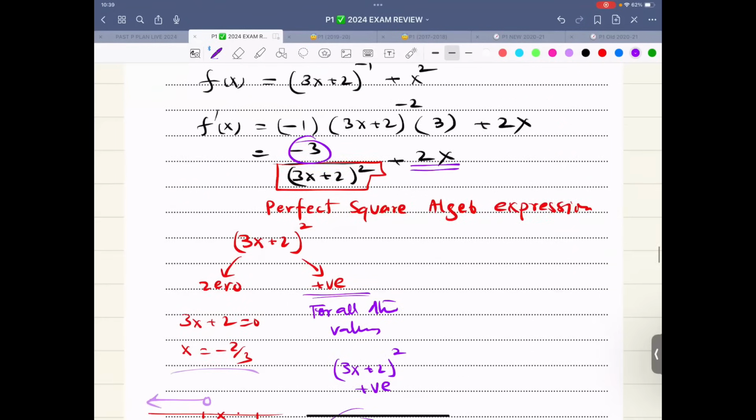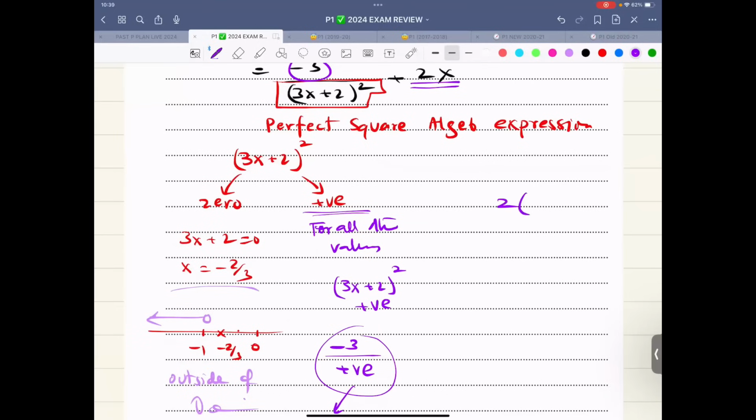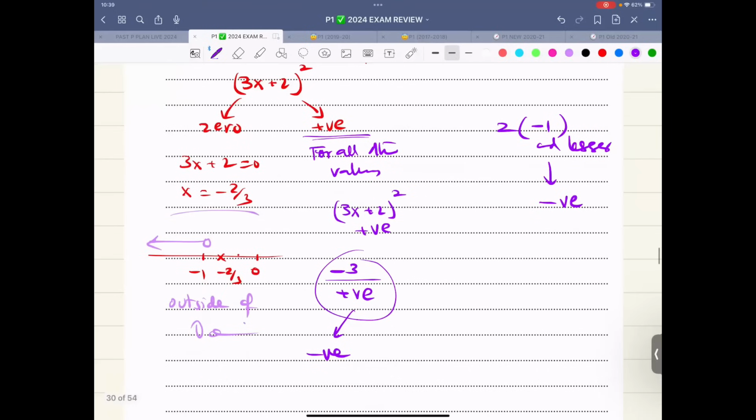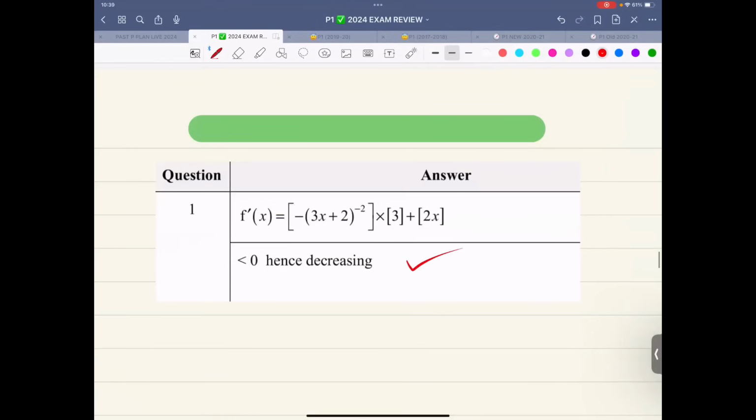What about the 2x? The 2 into negative 1 and lesser will also be negative. So now this is negative, this is negative. f prime x overall is negative. Therefore, the function is a decreasing function. Decreasing, negative gradient. Increasing, positive gradient. And yes, the answer is decreasing.